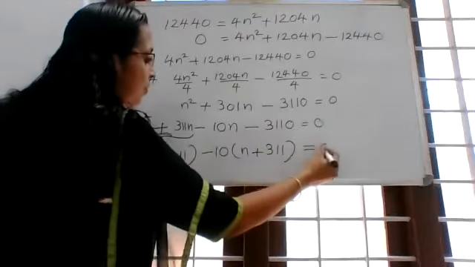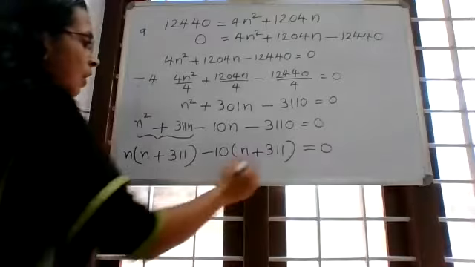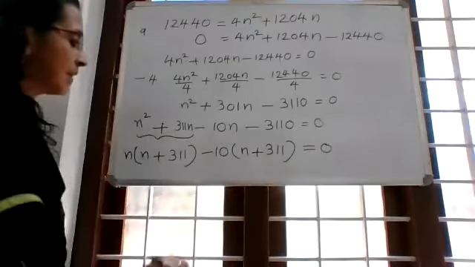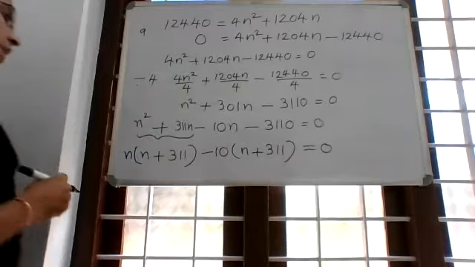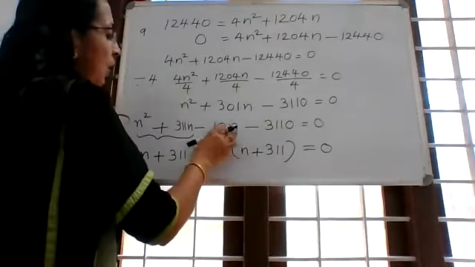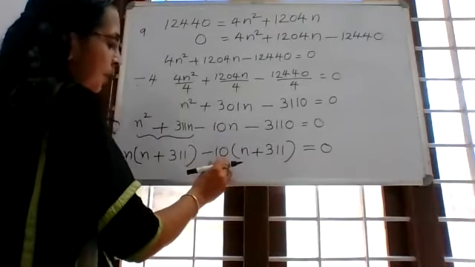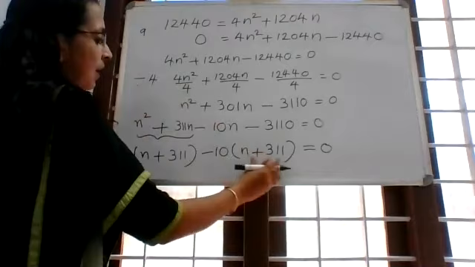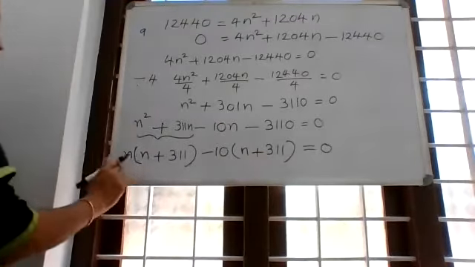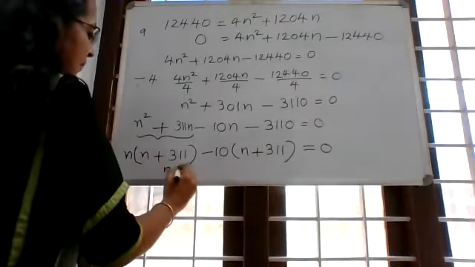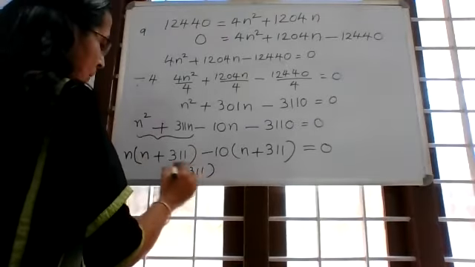No, ma'am. Clear now? Otherwise, if you are taking this 10, what we want to take, it will be positive 10 or negative 10, it will make you confusion. So no need of writing that 10 in the first step. First, you write the same value, that is n plus 311. Then after that, you adjust with that. That is better. So, n plus 311 common.